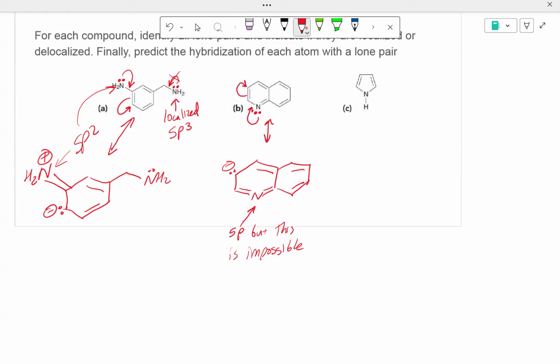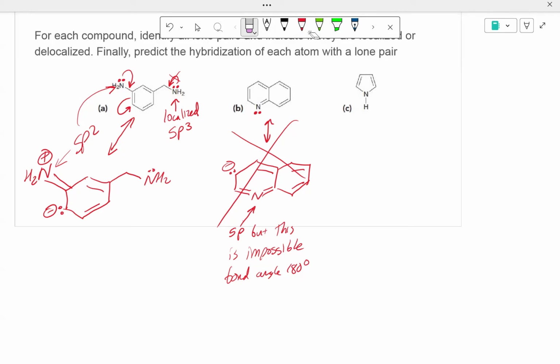Why is that? Well, what is the bond angle of an sp hybridized atom? The bond angle is 180 degrees. Can a six-membered ring have an angle of 180 degrees? Absolutely not. If you don't believe me, build a model kit of it. You won't be able to do that. So you cannot delocalize that lone pair into the ring.